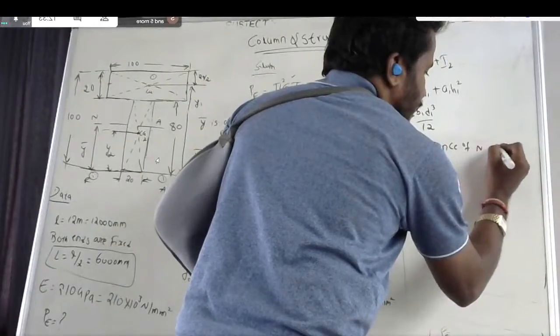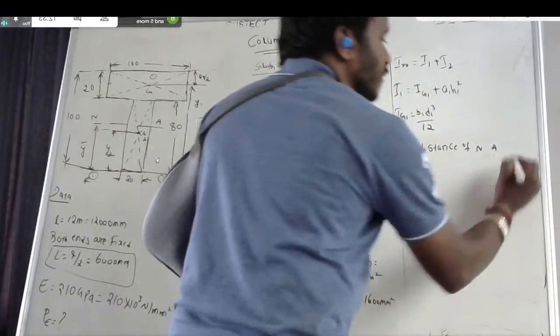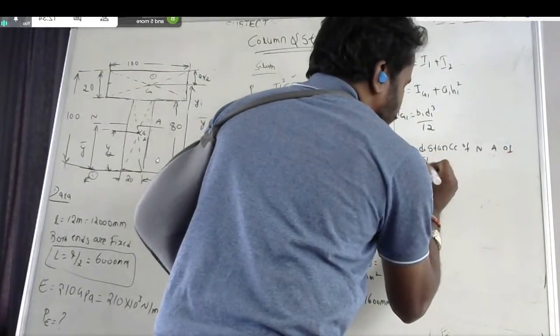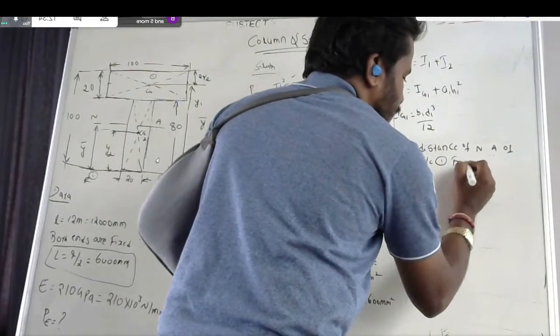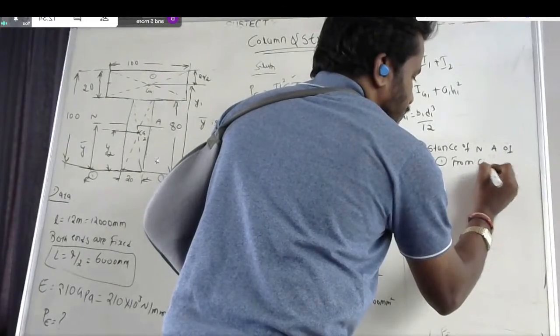Distance of neutral axis of section 1 from CG.